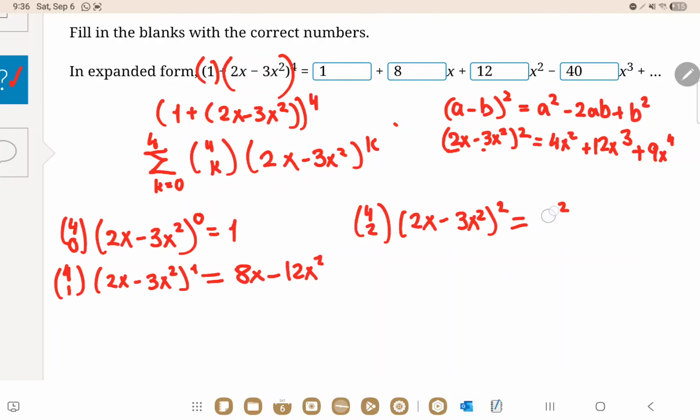Oh wait, we have to take into consideration we have the combination we're gonna multiply with. Now 4c2, if you do it on your calculator, you're gonna get 6. 4c2 is 6 into 4x squared plus 12x cubed plus 9x to the power of 4, which will equal, after you distribute, 24x squared minus 72x power 3 plus 54x power 4.